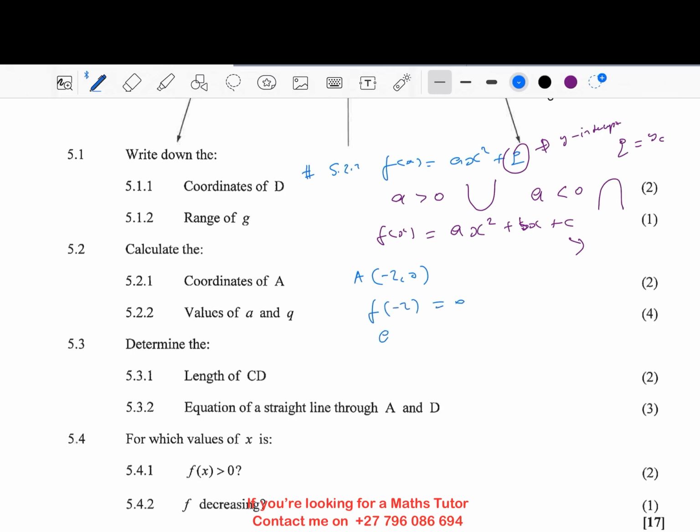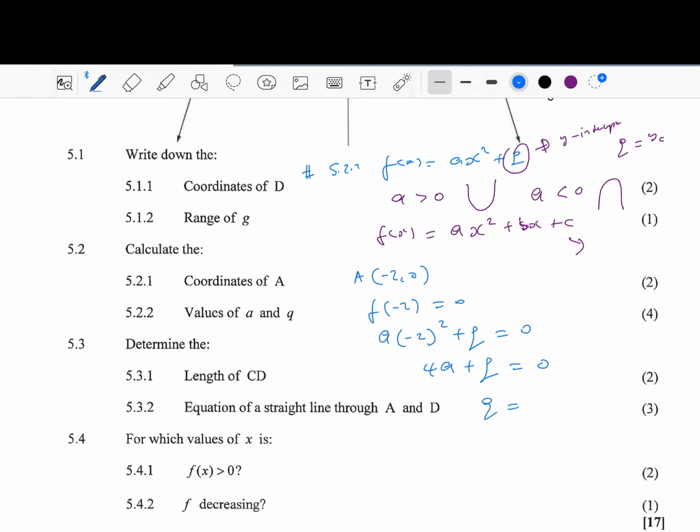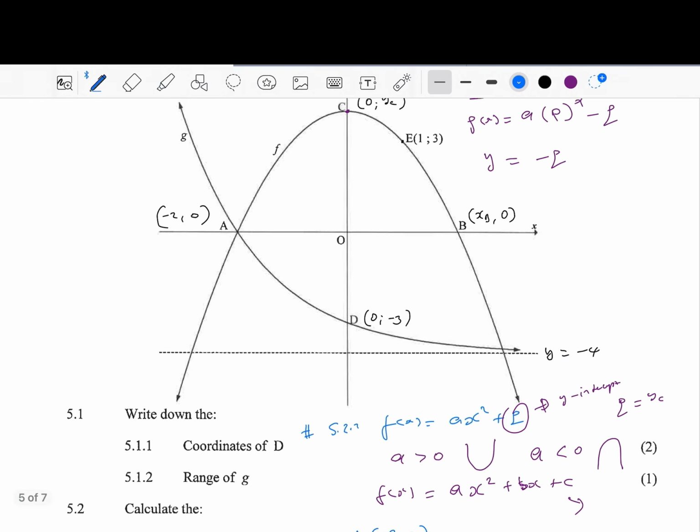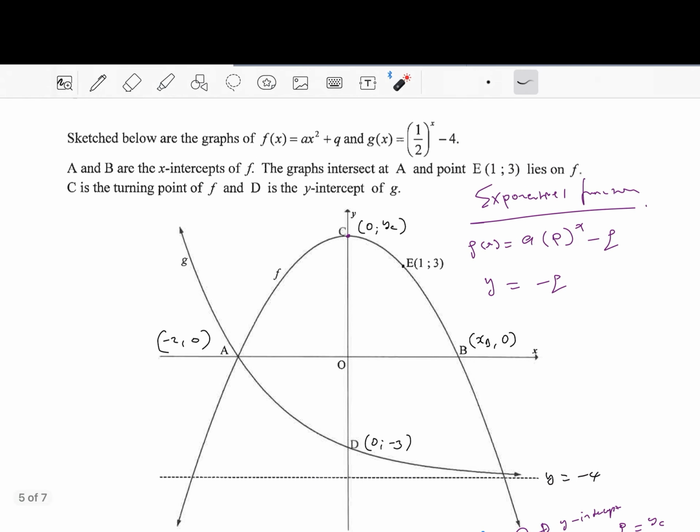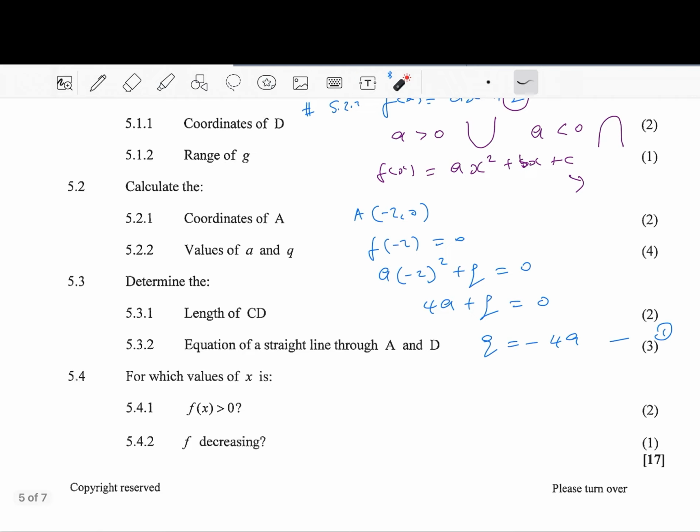So you have a times negative 2 squared plus q, that's equal to 0. Negative 2 squared is 4, so 4a plus q is 0, and therefore q is equal to negative 4a. That's the first equation. What else do we know? We know that E as well is part of this parabola. E is 1 and 3.